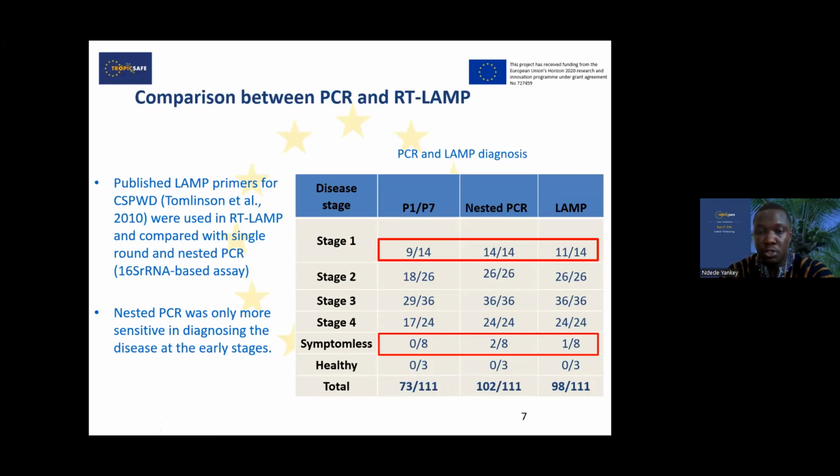And generally we saw that with the exception of the early stage infection, that is stage 1, and at the symptomless stage, there was generally consistency between nested PCR and LAMP. It's only at the first stage and the symptomless stage that nested PCR was more sensitive in detecting the phytoplasma than LAMP. LAMP, however, was more sensitive than the first round PCR in most instances. All right.